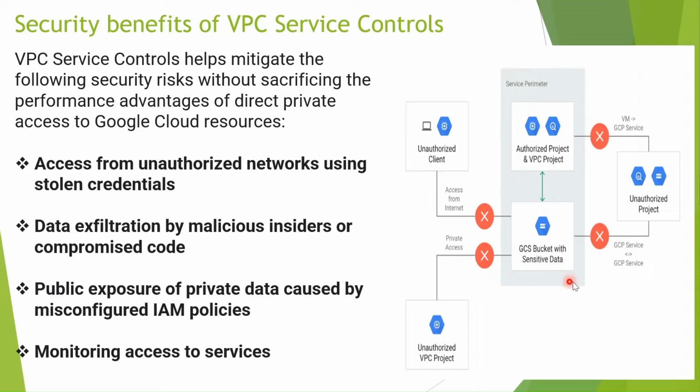Suppose this is your service perimeter, like a fence. This is your project, in which you want to protect your GCS bucket, your Google Cloud Storage bucket, which has very sensitive data. So you create a perimeter. Now, if someone from an unauthorized client tries to access it from the internet, even if it is public, they cannot access it. If someone from an unauthorized VPC project inside the organization, that is a private access, tries to access, they cannot access it. And again, from an unauthorized project, VM to GCP service will not work.